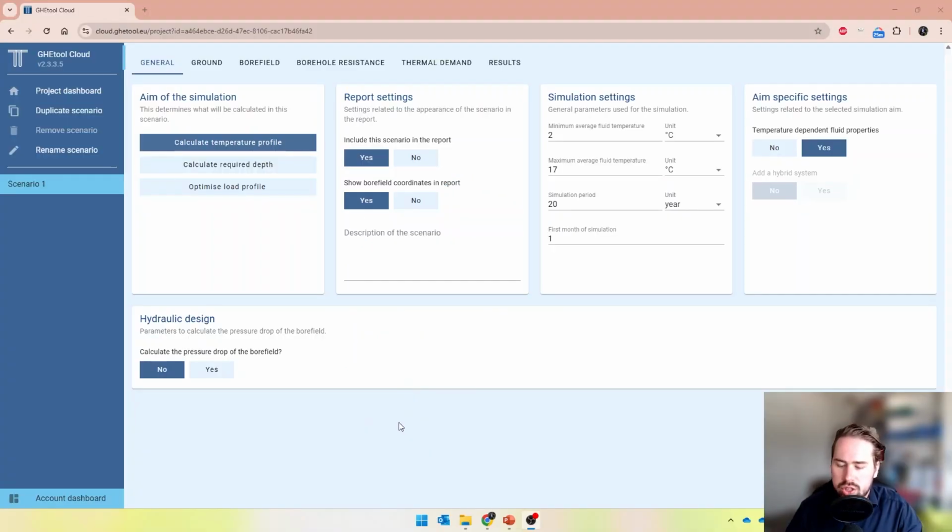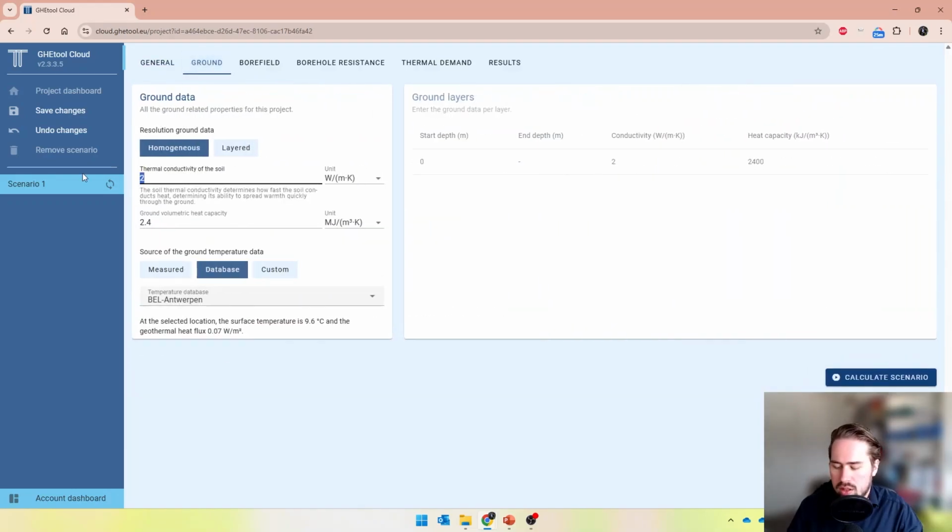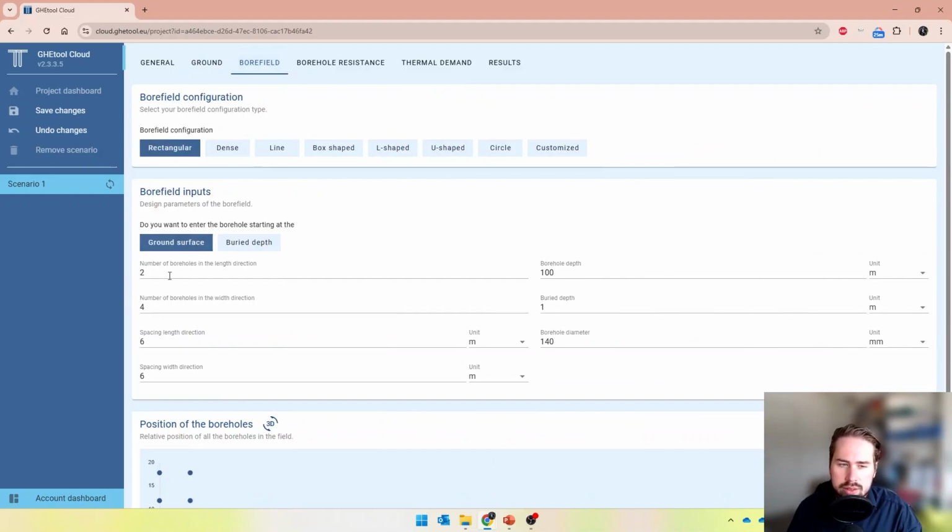So here we are in GHGTool. I created a new project and let's start filling in the information we discussed earlier. So let's stick for the moment to 17 degrees. The simulation period was 40 years. Our ground, we had a conductivity of 1.9, with our project being situated in the city of Antwerp. For the bore field, we used a rectangular bore field of 1 borehole by 3 with 90 meters deep.